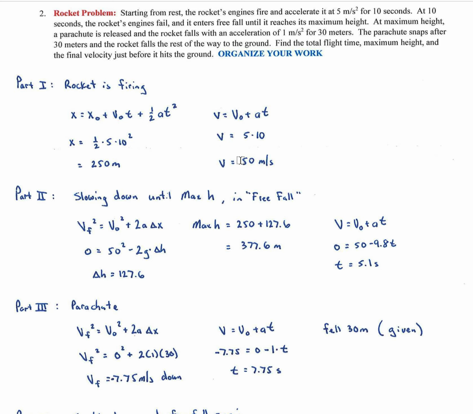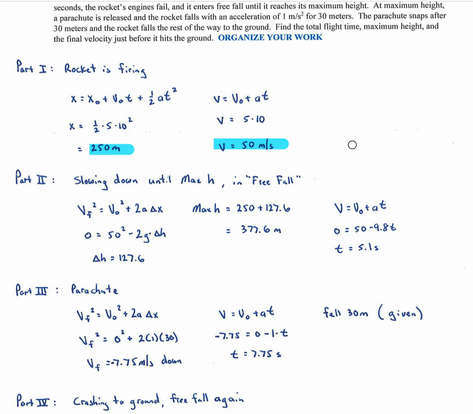When the rocket is firing, there's no initial position, no initial velocity. There's just an acceleration, and I decide that I went that high in the air, accelerating at 5 for 10 seconds, and then, of course, I reached a velocity of 50. So now I know I'm in the air 250 and I'm moving 50 meters per second up.